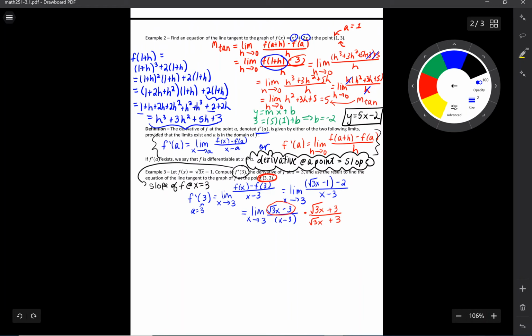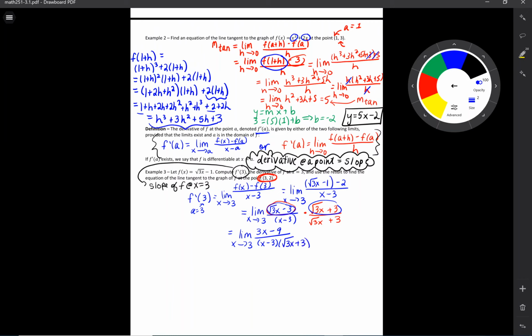So when I do this, I get the limit as x goes to 3. And when I multiply by a conjugate like this, I get the square root of 3x quantity squared, which multiplies out to just 3x. And then I have minus 3 plus 3 because my middle two terms cancel when I FOIL this out. So I get 3x minus 9 over x minus 3 times square root of 3x plus 3.